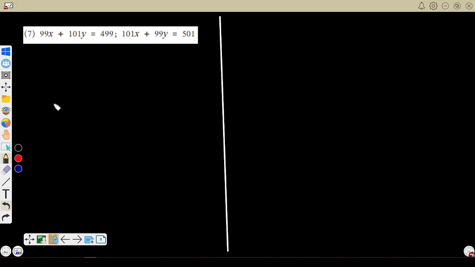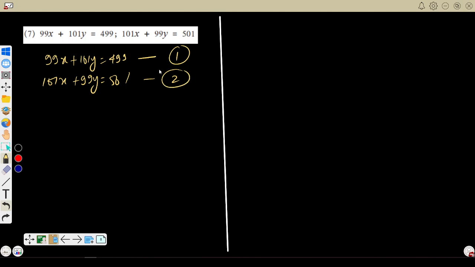We'll go with yellow. What I do is I'll copy the equation first. 99x plus 101y is equal to 499. Let this be equation number 1. The second equation is 101x plus 99y is equal to 501. Let this be equation number 2.